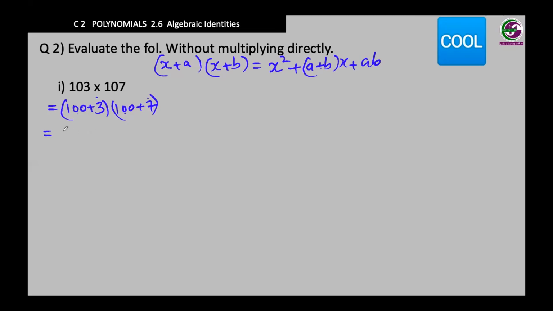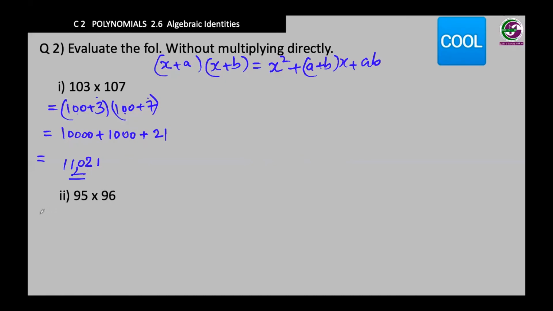So let us rewrite this one. 100 times 100 is 10,000, plus we add them: 3 plus 7 is 10, multiplied by 100 is 1000, plus 3 times 7 is 21, which is equal to 11,021. So it is 11,021.